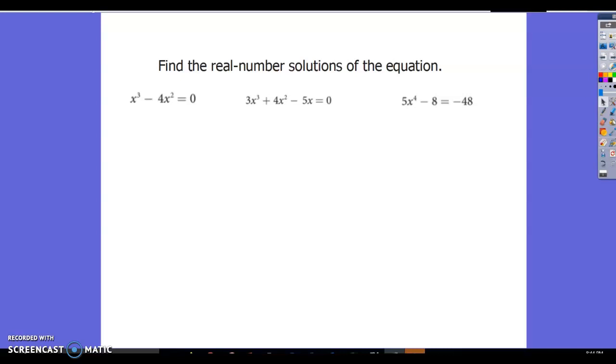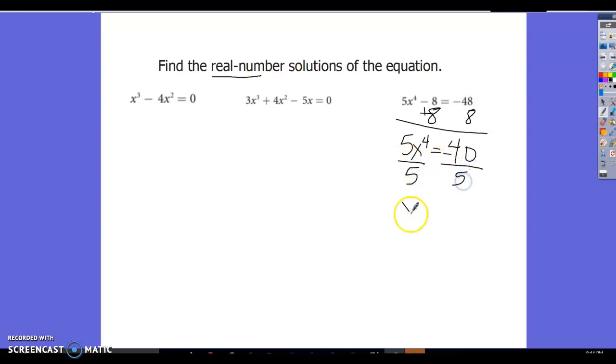Alright guys, this is the rest of the practice examples for 4.4. So this is the next example we had. We're trying to find the real solutions. So we're going to add 8 to both sides. So we got 5x to the fourth equals negative 40.